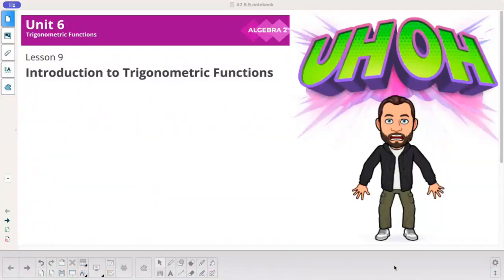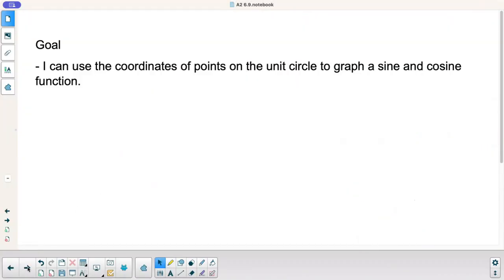Illustrative Math, Algebra 2, Unit 6, Lesson 9 is called Introduction to Trigonometric Functions. So our goal today is, I can use the coordinates of points on the unit circle to graph a sine and cosine function.